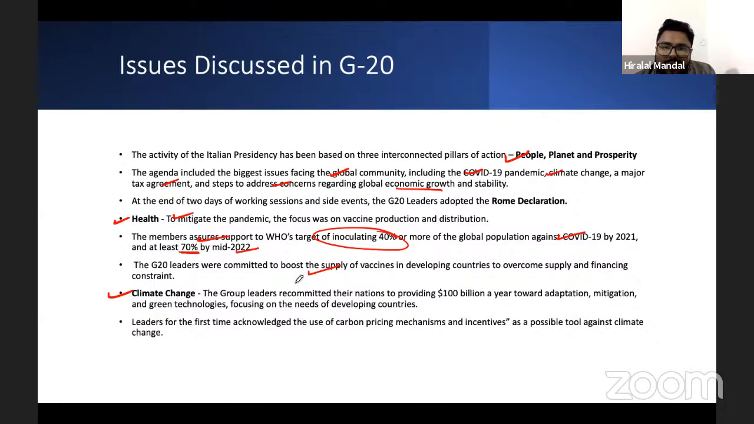Supply of vaccine has also been boosted up, and India is definitely going to play a vital role when it comes to the supply of vaccine. Okay, so that has already been discussed.